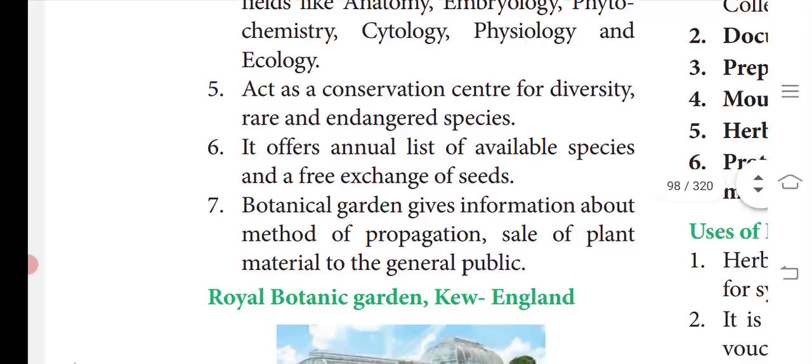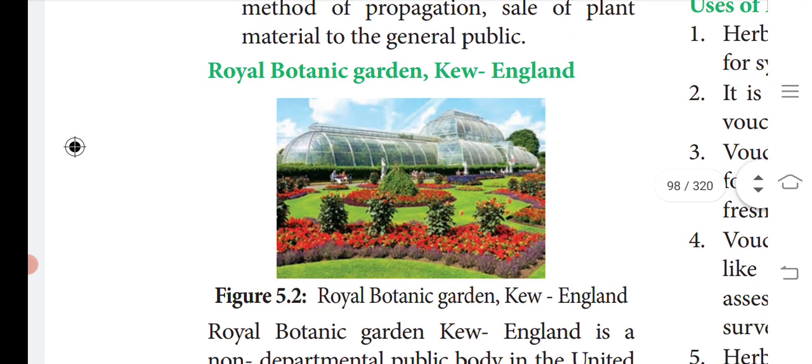It acts as a conservation center, so they are preserving all the plant specimens. That is what is said as a conservation center for diversity, and it is for rare and endangered species. It offers an annual list of available species and free exchange of seed. A botanical garden gives information about methods of propagation, and sale of plant material to the general public.